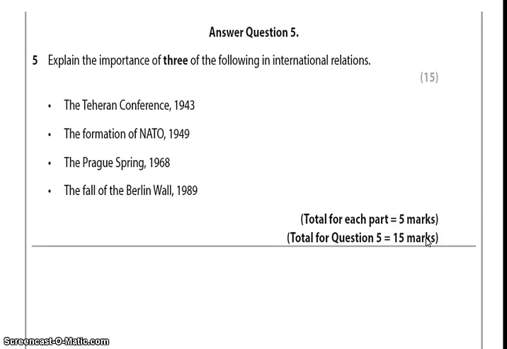You're writing to convince, so your text purpose is persuasion. Persuade the examiner as to why each of these international events were important in terms of international relations. Remember, choose 3 out of the 4.